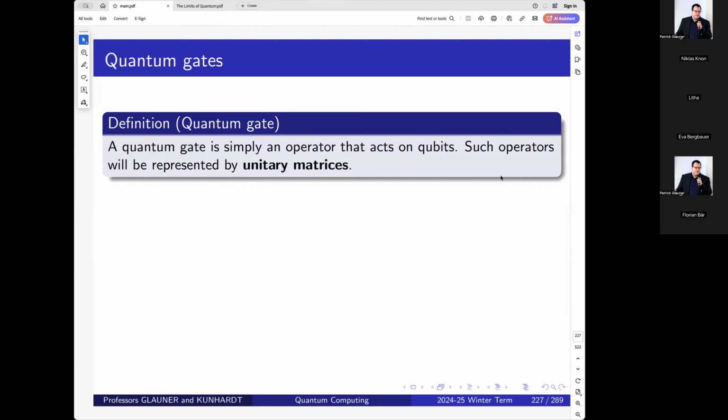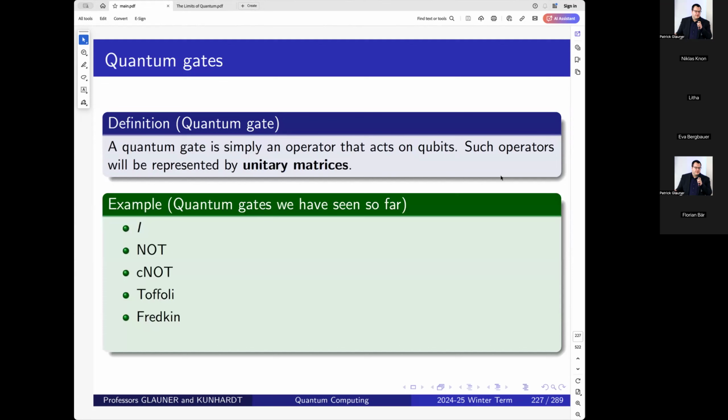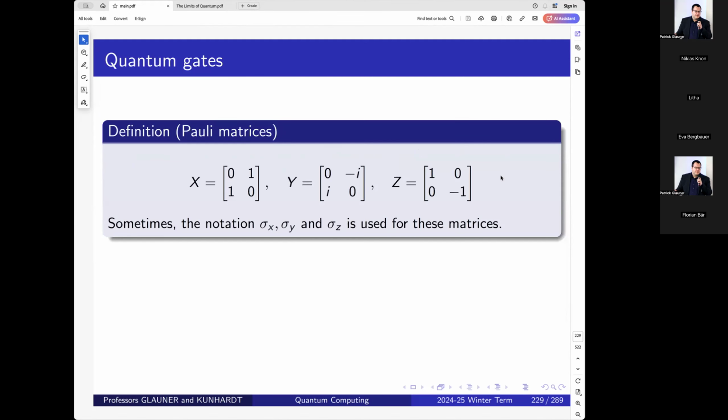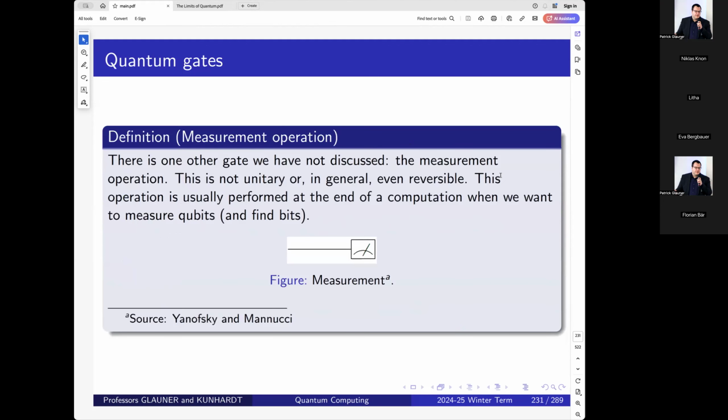They need to be reversible. Concretely, they need to be represented by unitary matrices. Some of the gates we had seen before are also quantum gates because they can be represented by unitary matrices. And we introduced new ones like the Hadamard gate, which creates superpositions, the Pauli matrices, and a couple of others.